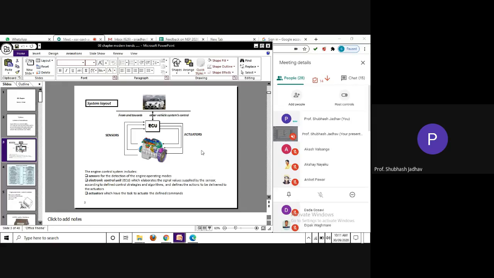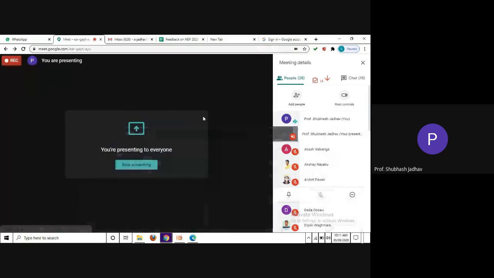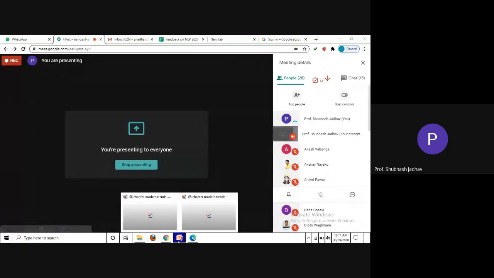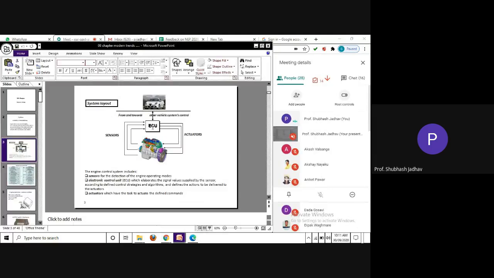The point of this slide is that some parameters related to the engine are being controlled with the help of what you call the ECU. And what is this ECU? For instance, you can think of the ECU like a brain. Like a brain. What does the brain do?